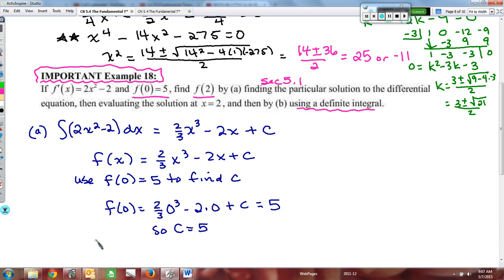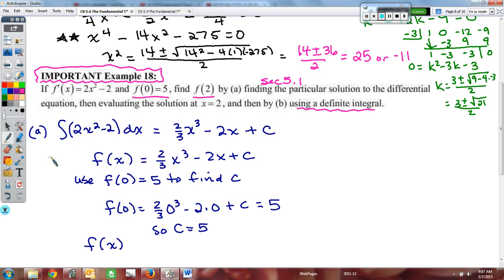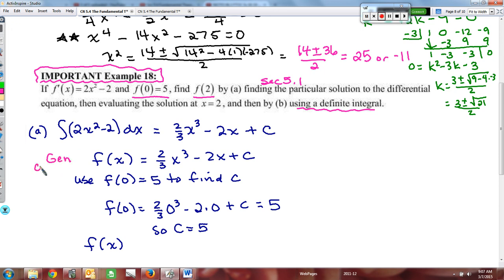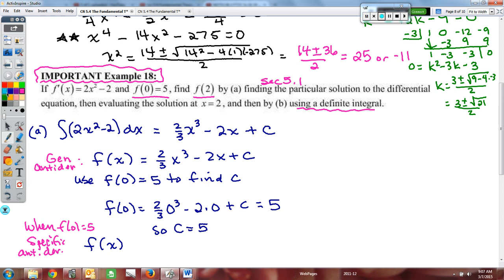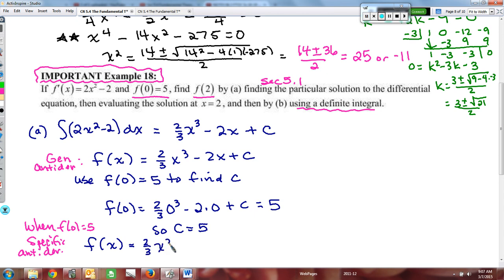So that tells me my actual specific antiderivative. Remember that this was my general antiderivative. Now I found a specific antiderivative based on the fact that I was given the initial condition, when f of 0 equals 5. I got 2/3 x cubed minus 2x plus 5.